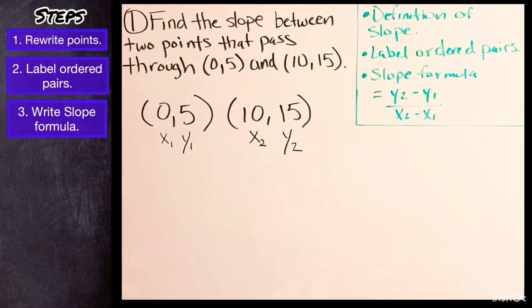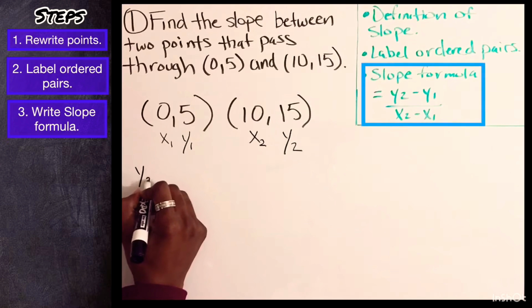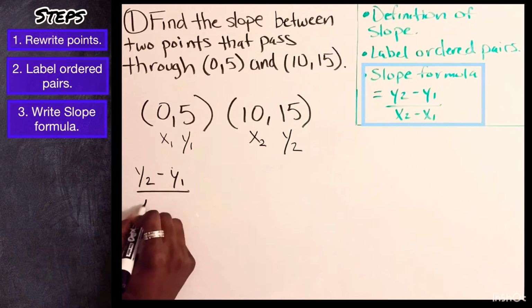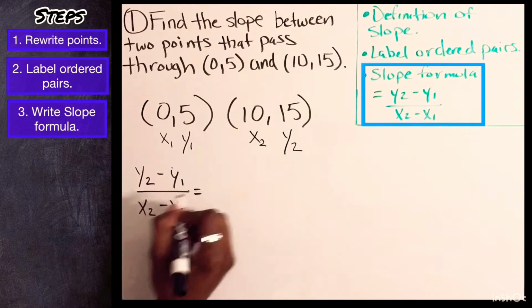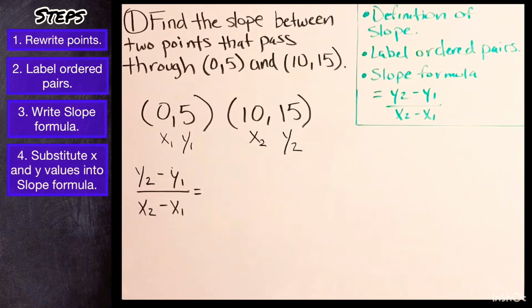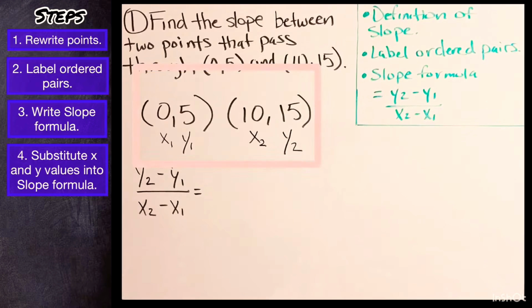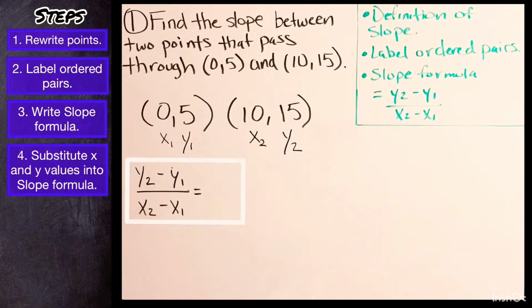Step 3, we're going to write the slope formula. So our slope formula is right here, and we're just going to write it down here now: y sub 2 minus y sub 1 over x sub 2 minus x sub 1. I'm going to put an equal sign there. Step 4. We're going to substitute all the x and y values from our coordinates into our slope formula.